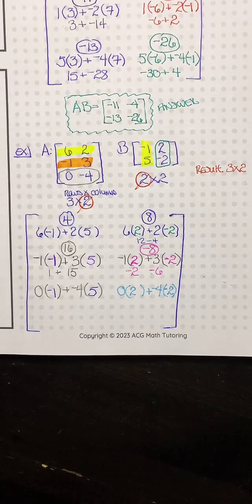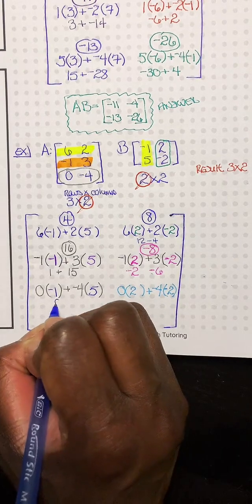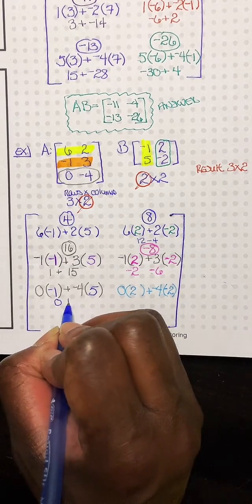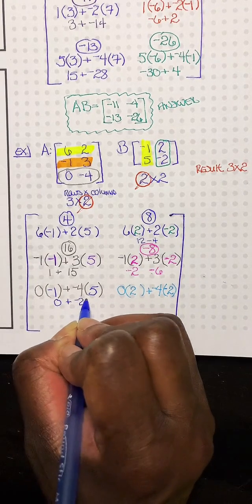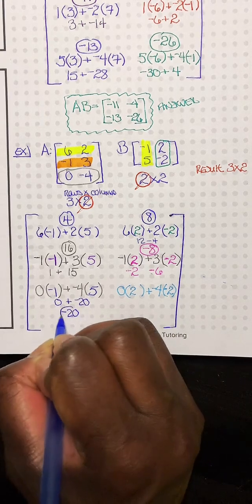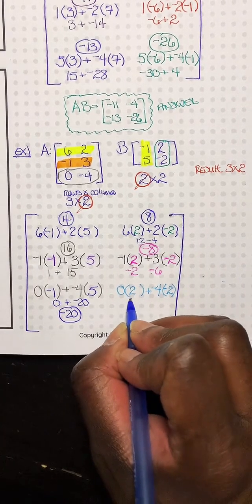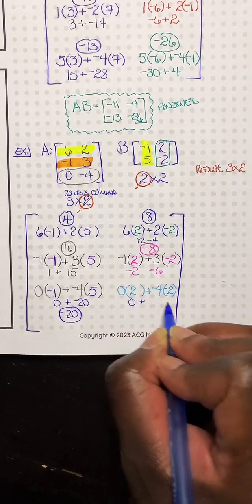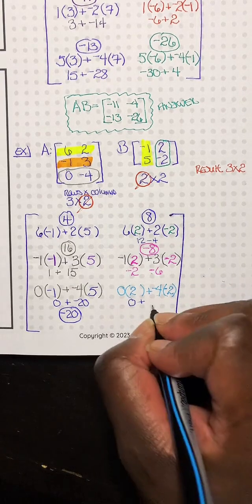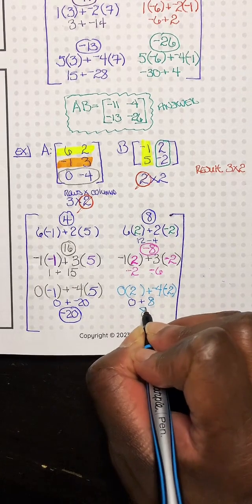And we're getting down here with 0 times -1, that's 0. -4 times 5, that gives me a -20. So -20, I'm going to fit it down here. That's that element. And 0 times 2, 0. Plus -4 times -2, that gives me a +8. 0 plus 8 will give me 8.